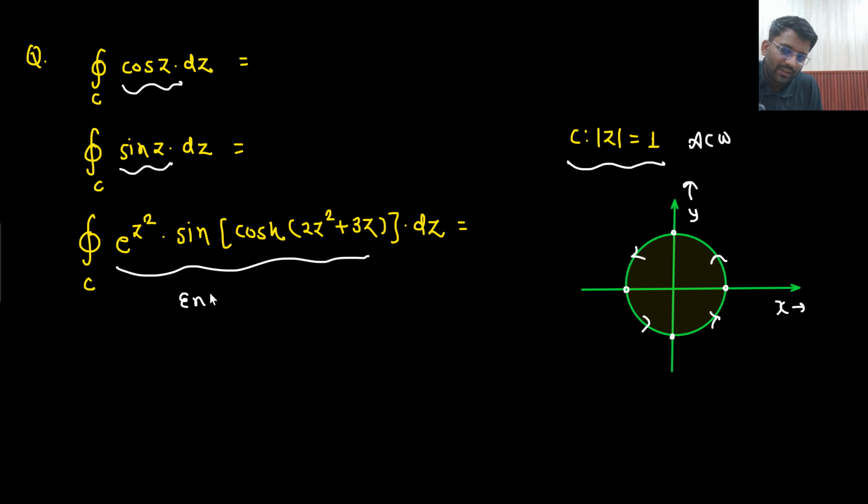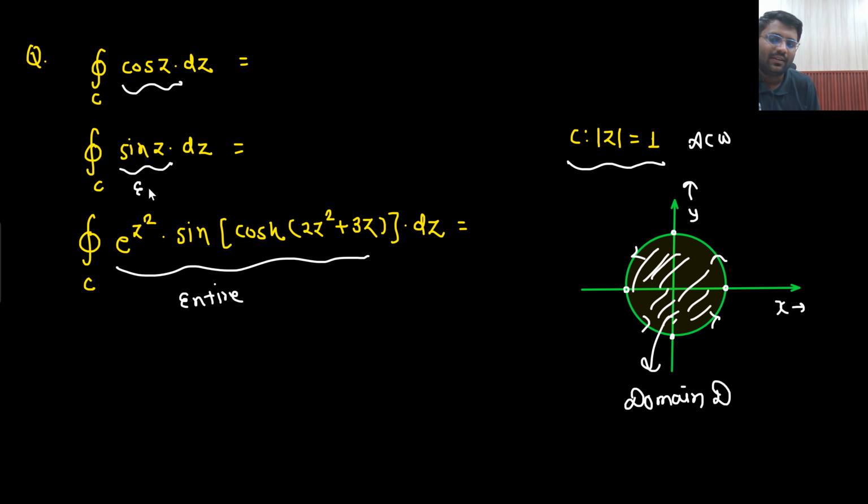That means in the domain D. What is your domain D? This is my domain D. In the domain D, the function is always analytic. Right? And if the function is analytic, what are you calculating? A closed line integral. That means a closed contour integral you are calculating. The answer will be 0.